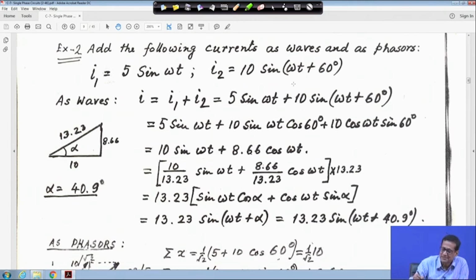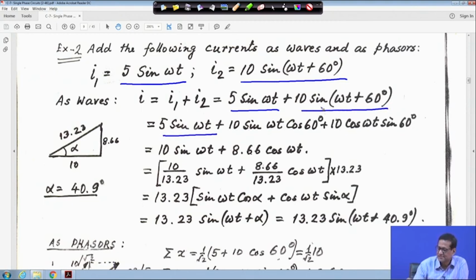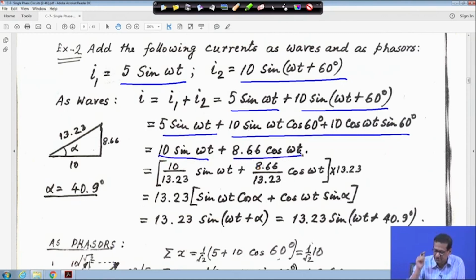In this case I1 is taken as 5 sin omega t and I2 is 10 sin omega t plus 60 degrees. If you add I1 plus I2, it will be 5 sin omega t plus 10 sin omega t plus 60 degrees. Expanding using sin a cos b plus cos a sin b, after simplification you will get 10 sin omega t plus 8.66 cos omega t.